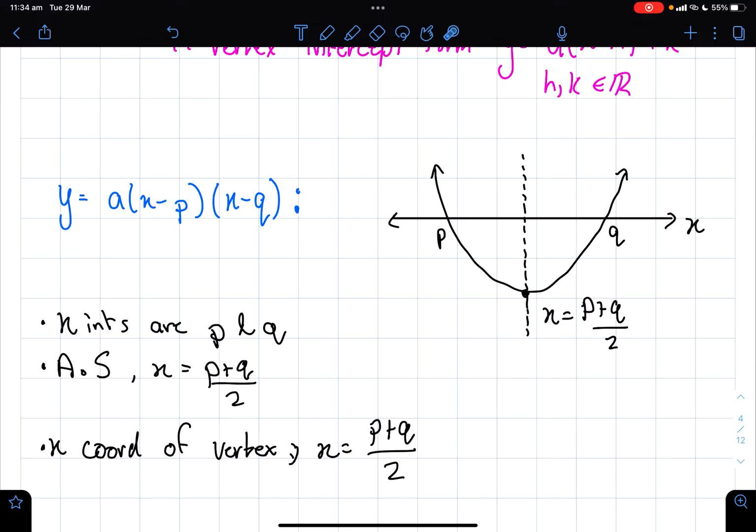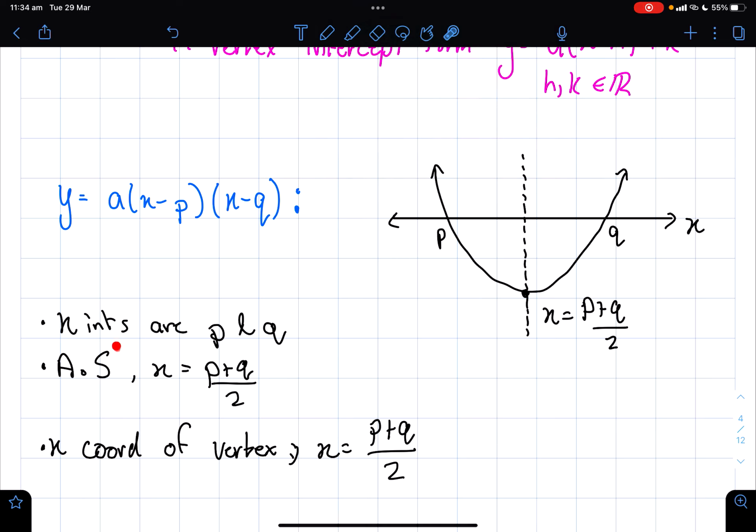Hopefully you notice that I don't actually have a y-axis here, and that's because our quadratic might not actually cut the y-axis in our domain or our range that we are actually looking at. Okay, so our x-intercepts are p and q, using that null factor law, solving for these linear factors to be equal to 0.